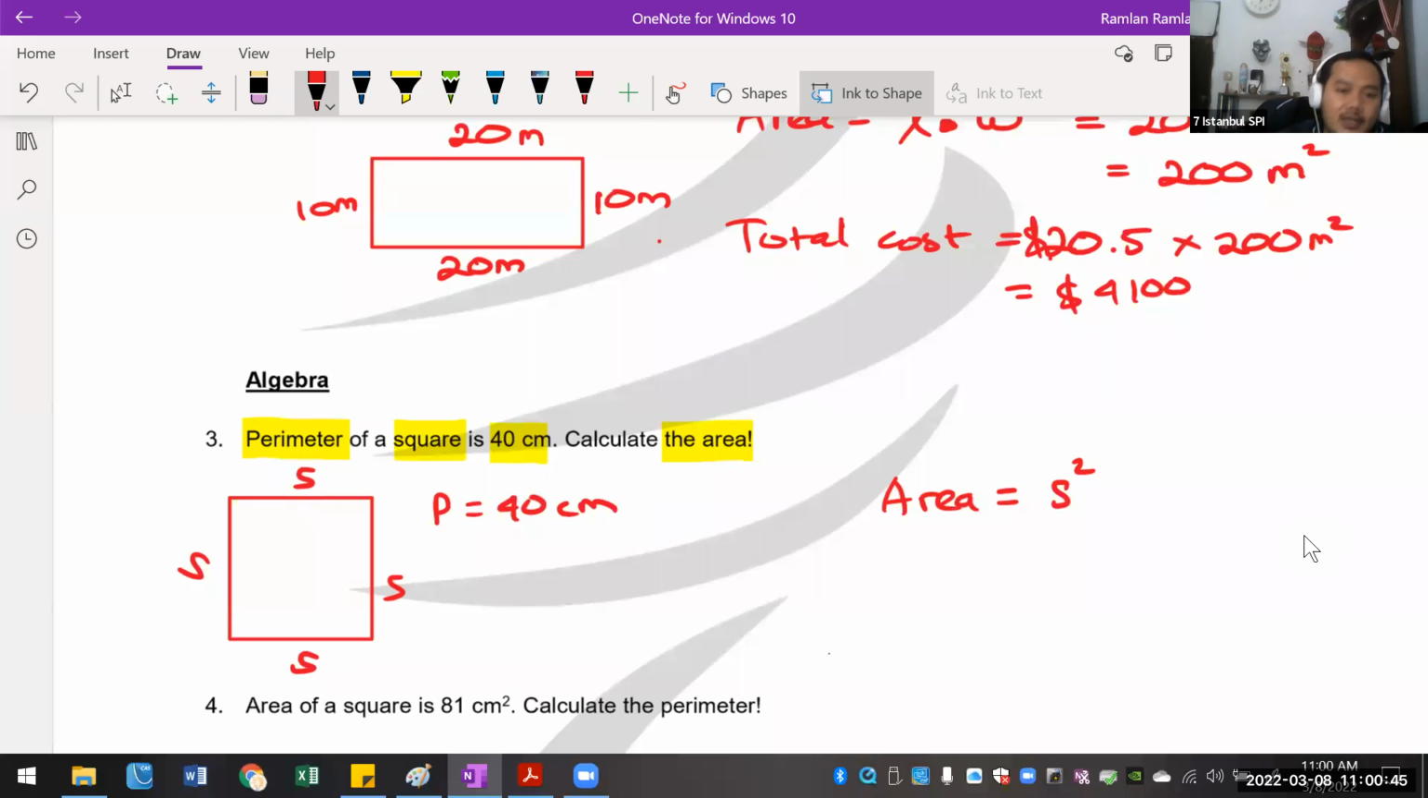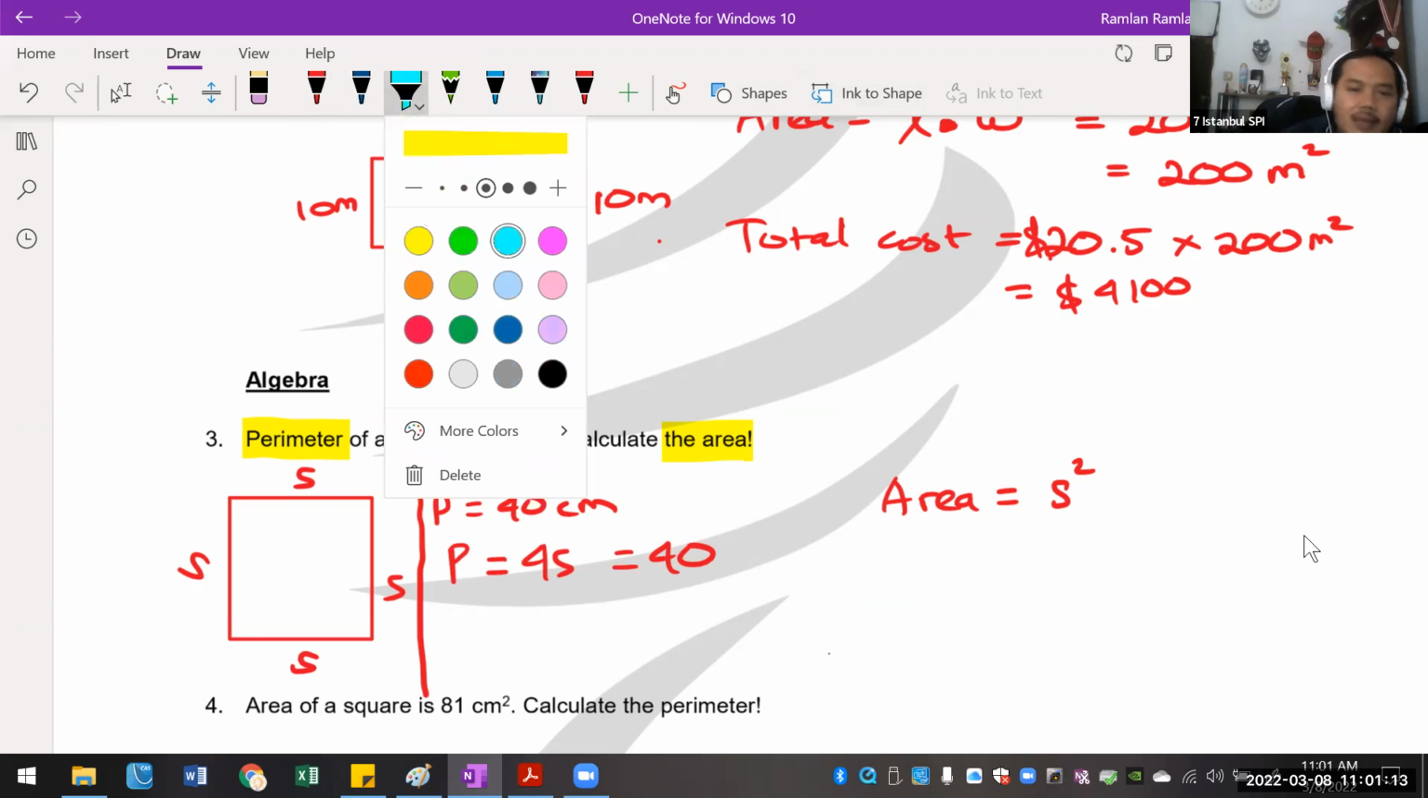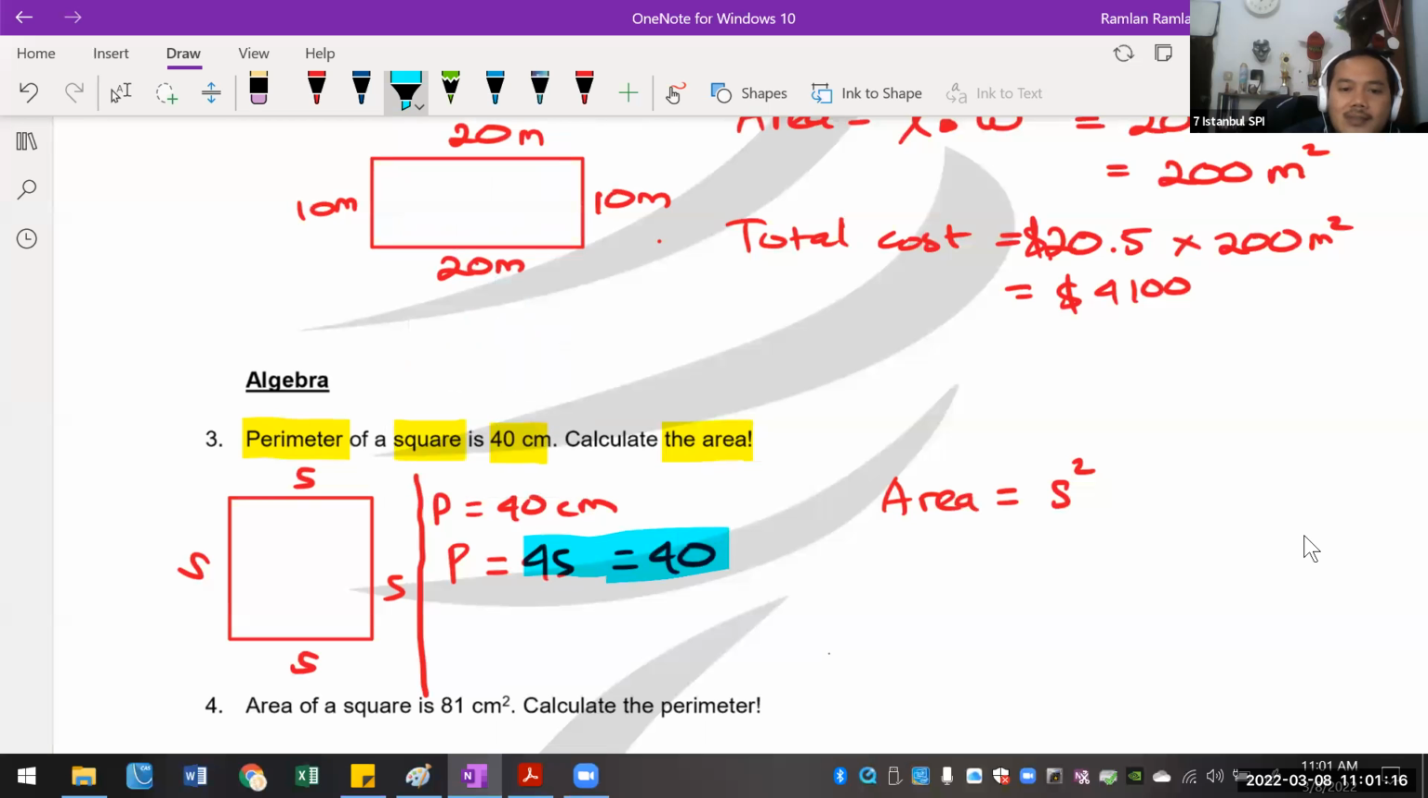If I use algebra to solve this, I'm going to write down the formula first. The perimeter of the square is P equals 4 times s, and that 4s equals 40. This is where algebra is very handy. So we have this equation, 4s equals 40, which means that s is going to be 40 divided by 4.